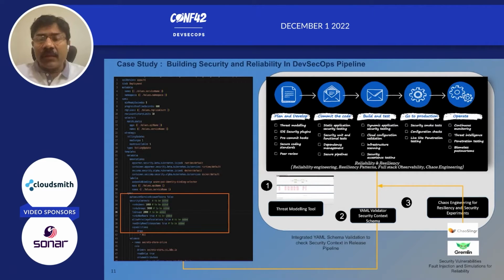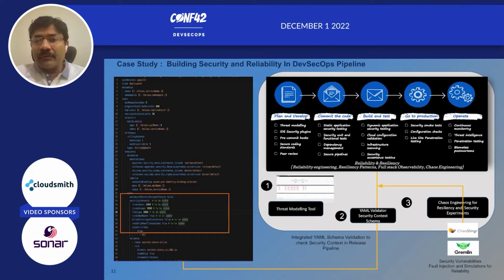Apart from that, in build and test, there are certain plugins created for this case study: a YAML validator and a security context schema. You will have these plugins in this case for the Azure pipeline. We have to make sure that while developing, the developers coding the YAML scripts add the relevant security context and security flags. For example, run as a non-root user, you should not have access to the root file system, allow privilege escalation should be false, and read-only root file systems. All those flags need to be checked and validated while you are executing the Azure pipeline. Continuously checking that schema and providing the report directly to the developers can be automated as well.